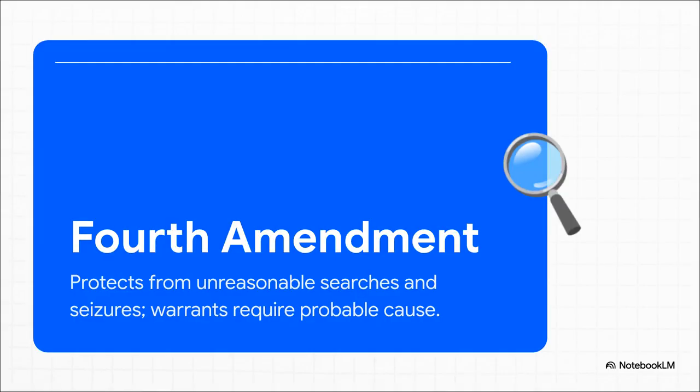And this idea of personal space leads us right into the Fourth Amendment. This is what protects you from unreasonable searches and seizures. It basically means the government can't just search you or your home on a whim. To get a warrant, they have to show a judge probable cause. That means solid evidence that points to a specific crime. It's your fundamental right to privacy.